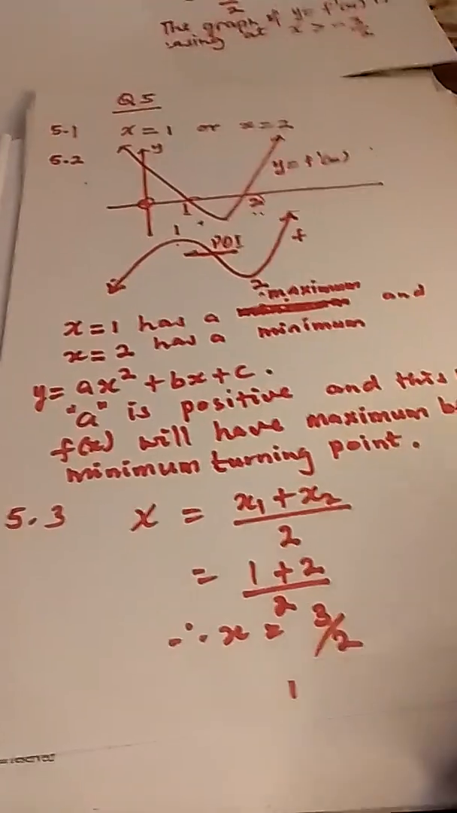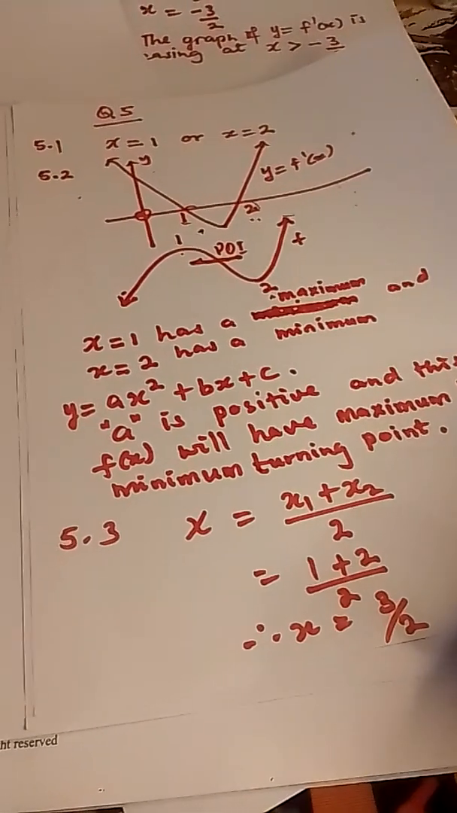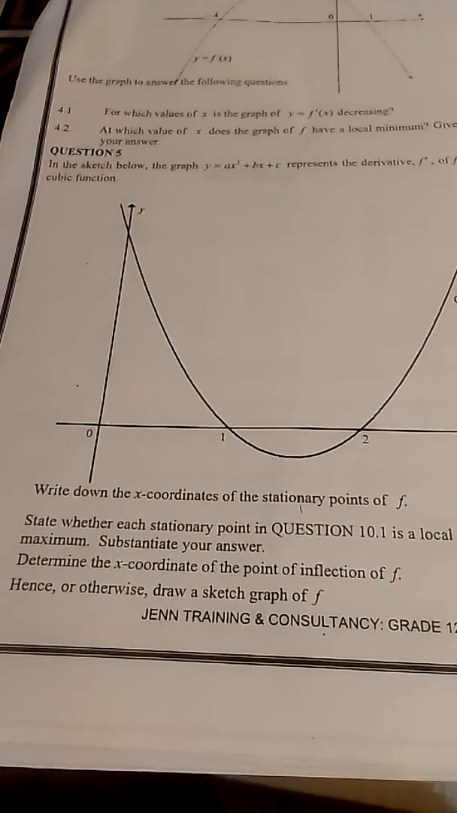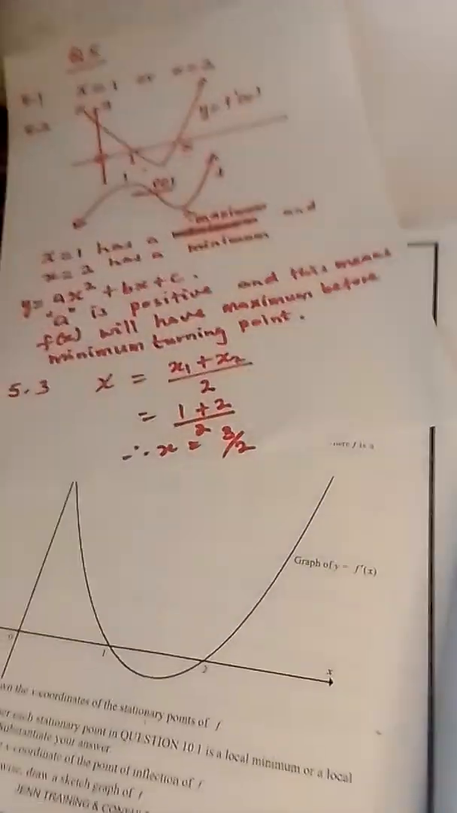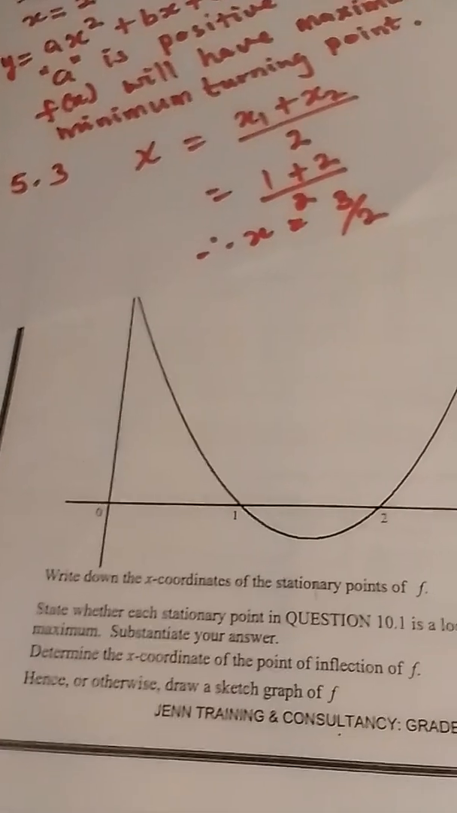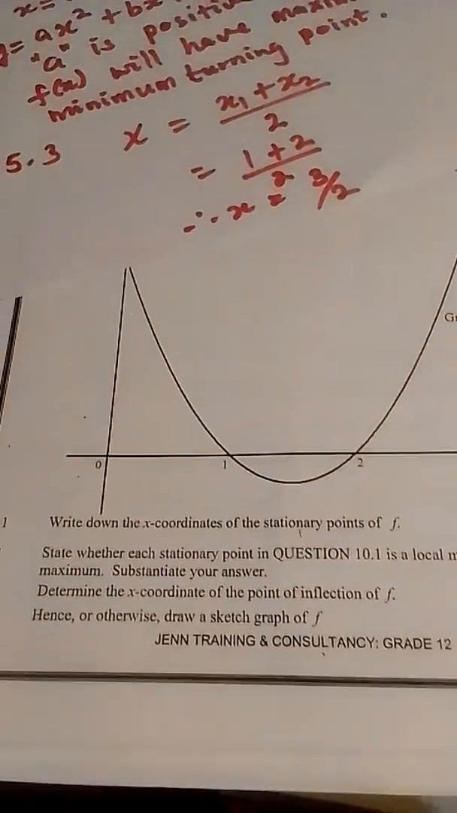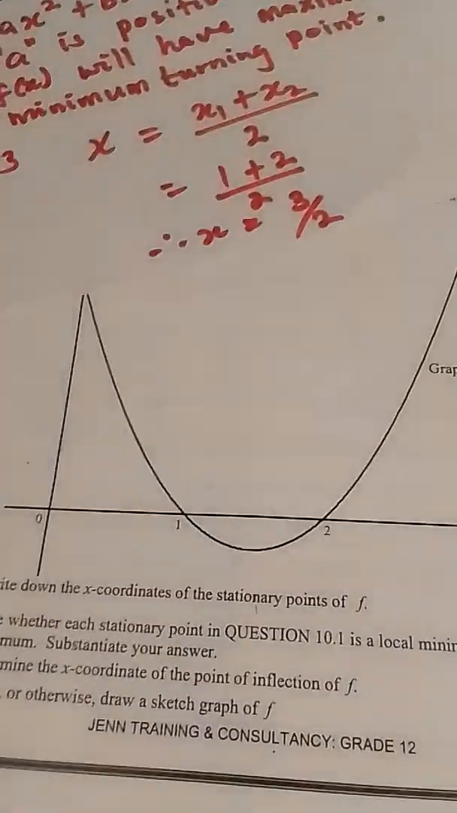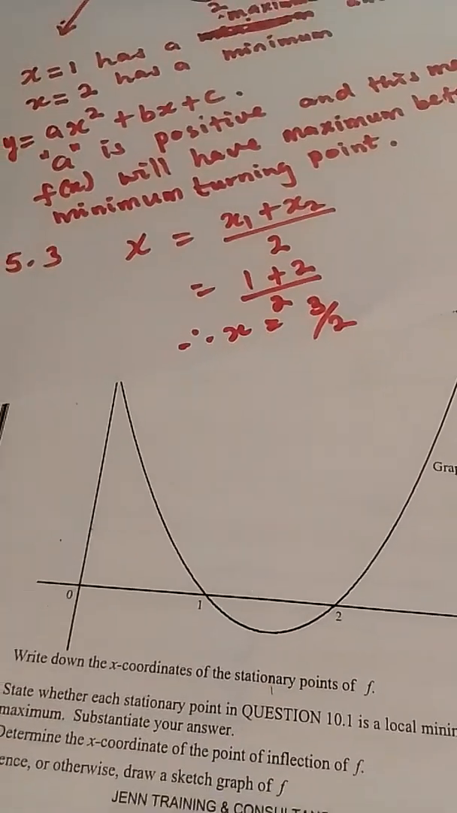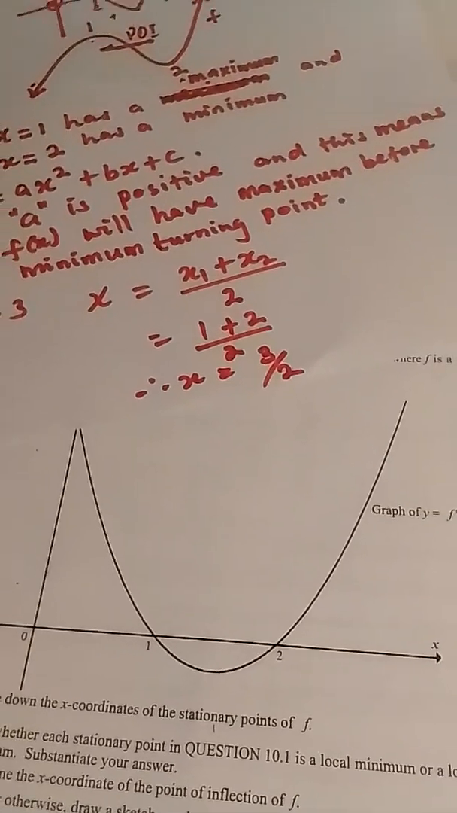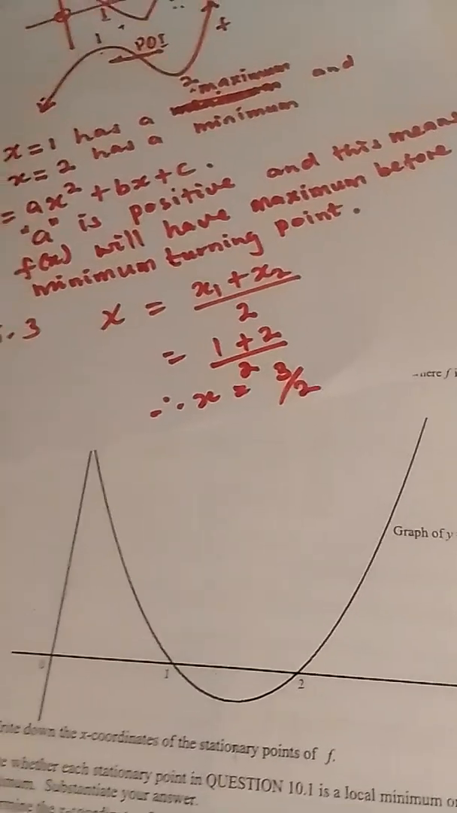Okay. And then now we're looking at the other question, which is: hence or otherwise, draw a sketch of f. Now the word hence in mathematics, boys and girls, when you are given any sentence that is preceded with the word hence, it means you must use your previous solution as your baseline to solve the current situation. So now what do we know? We know our point of inflection is 3 over 2, which is like 1.5.